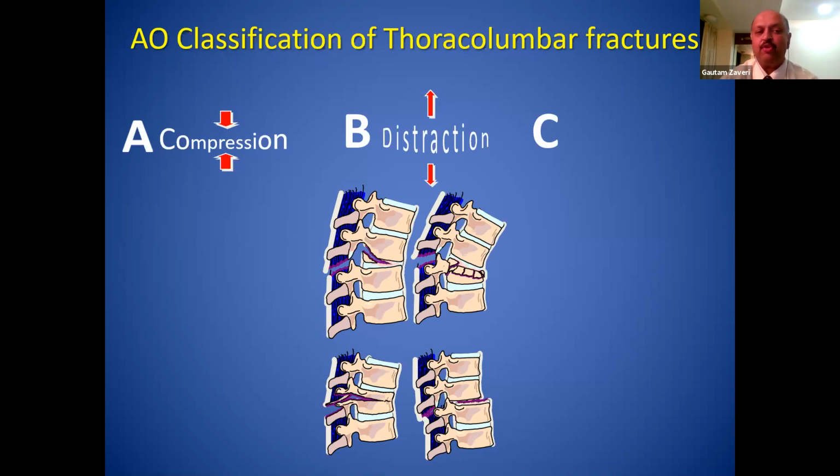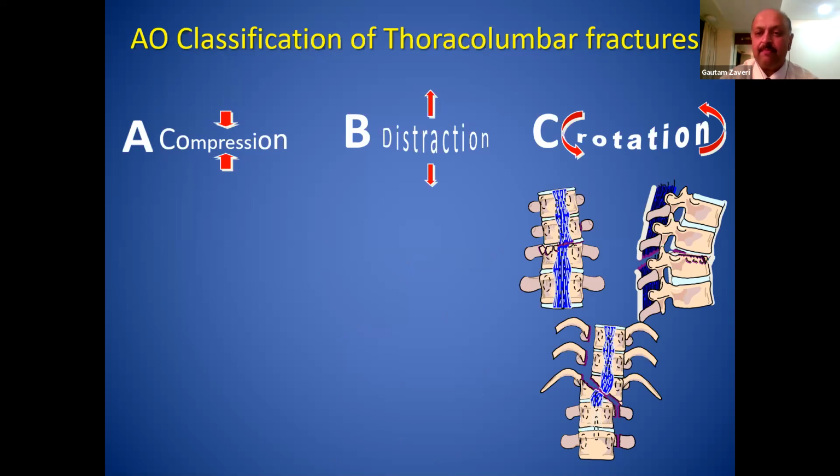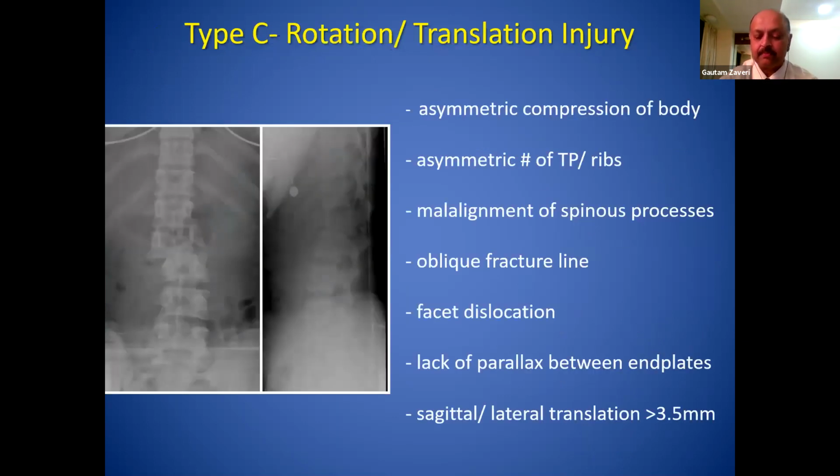The third type of injury that the AO people described was a rotational injury. Now, most of you are orthopedic surgeons, and orthopedic surgeons understand rotational injuries in long bones, which cause spiral fractures. A similar rotational or translational injury can occur within the vertebra, which results in disruption of the disc, the vertebra, as well as of the posterior elements, and is a highly unstable situation.